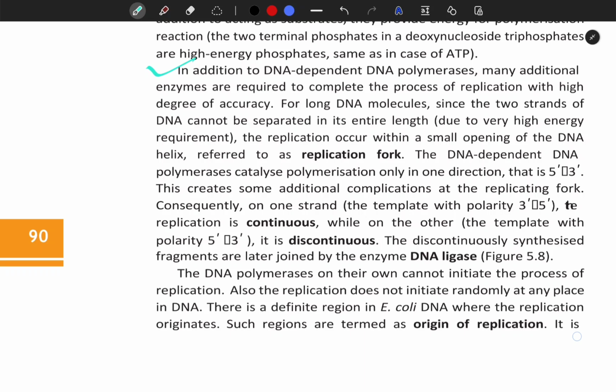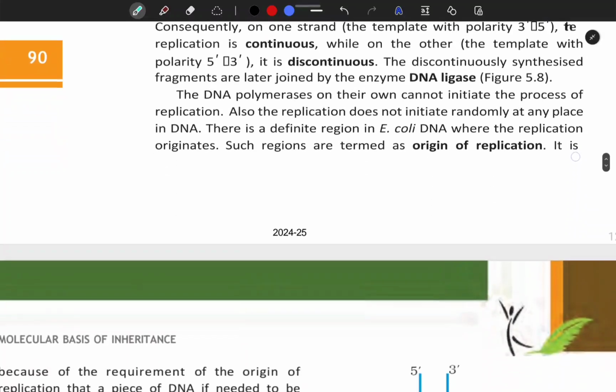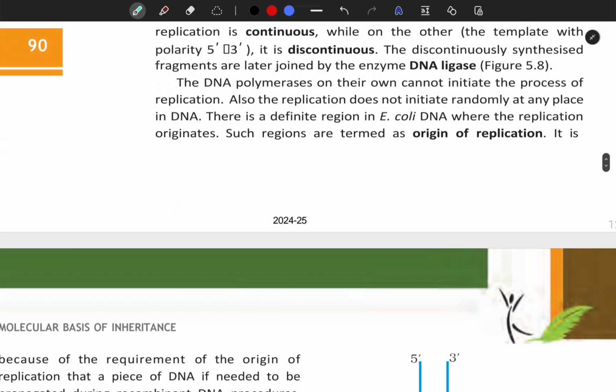Consequently, on one strand, the template with polarity 3' to 5', the replication is continuous, while on the other, the template with polarity 5' to 3', it is discontinuous. The discontinuously synthesized fragments are later joined by the enzyme DNA ligase, as shown in figure 5.8. The DNA polymerases on their own cannot initiate the process of replication.